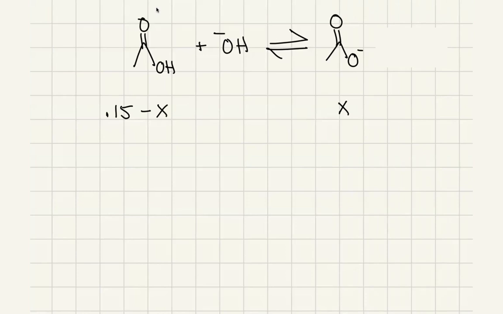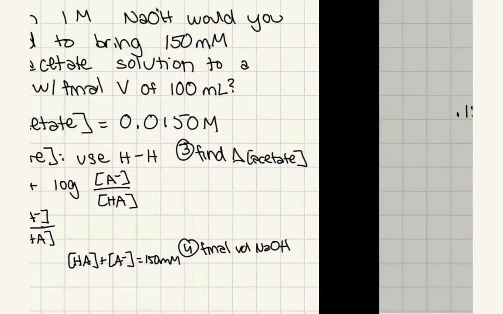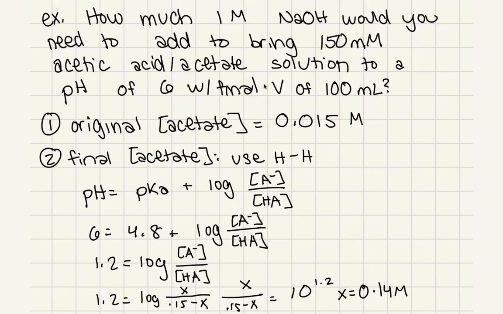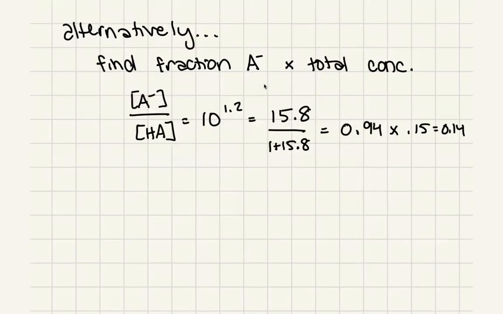X. Now if we're looking for A minus over HA, we can think about that as X divided by 0.15 minus X. So now we can plug that in: 1.2 equals log of X divided by 0.15 minus X. And we end up with a number that's about 0.141 molar.